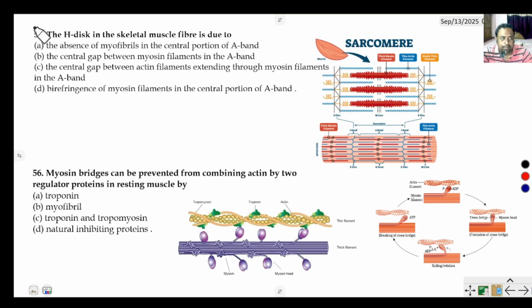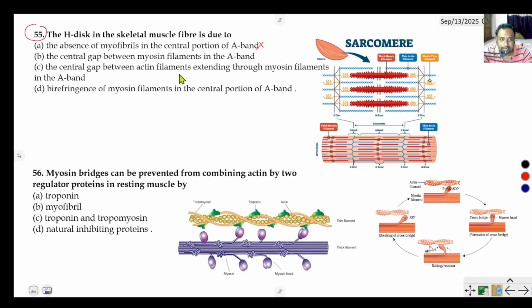Next question. The H disc in the skeletal muscle fiber is due to the absence of myofibrils in the central portion of the A band. Not in the central portion, myosin is present. So this option is wrong. The central gap between myosin filaments in the A band. This is not a gap. This is where myosin is present.